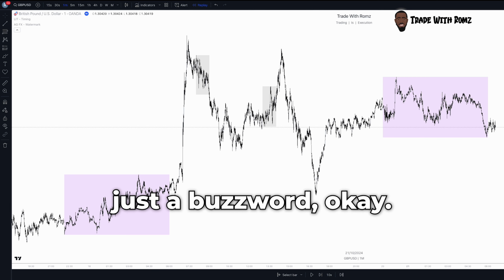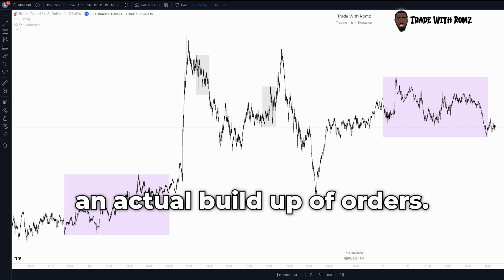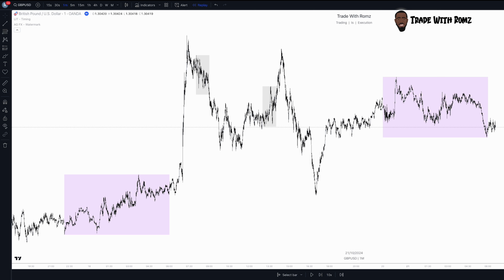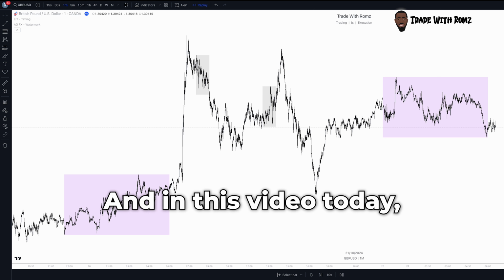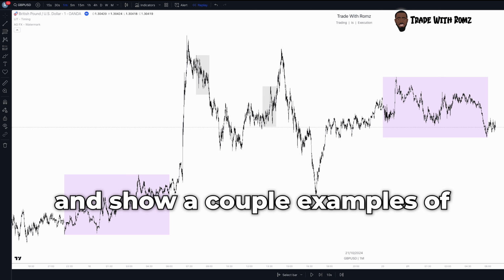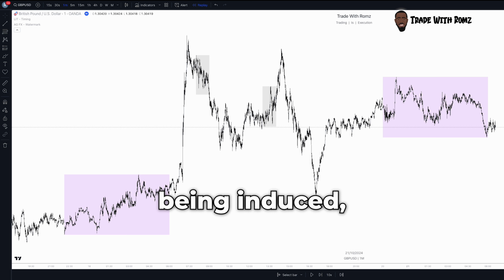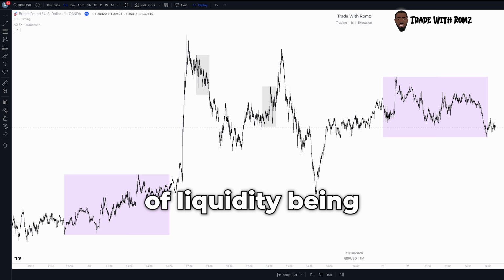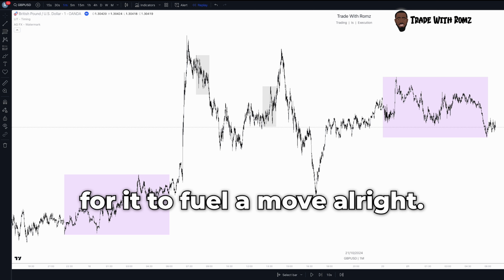Liquidity isn't just a buzzword, okay? Liquidity is an actual build-up of orders. The word liquidity gets thrown around when it comes to trading a lot. And in this video today, I'm going to show you a couple of examples of certain types of liquidity being induced, engineered, created by the market, and then taken out for it to fuel a move.